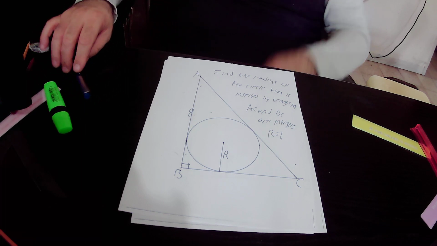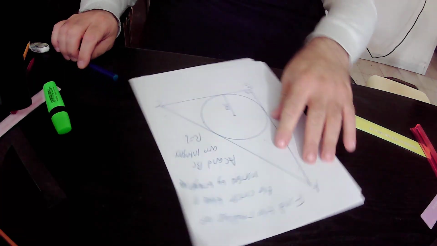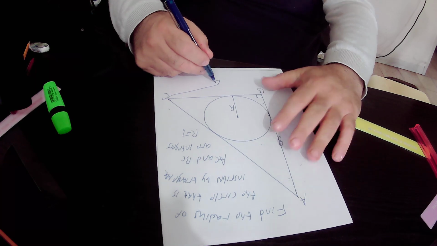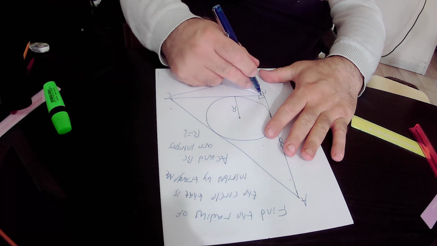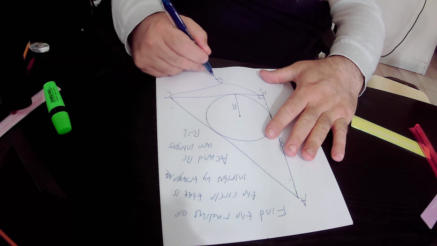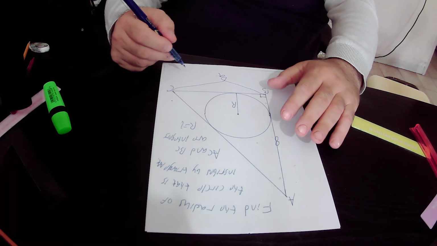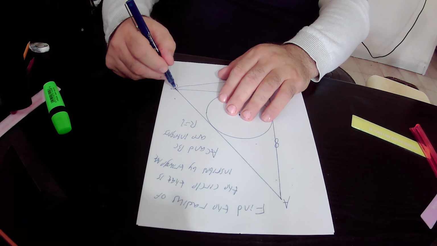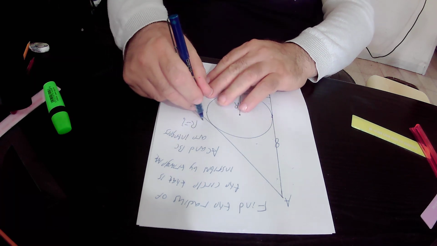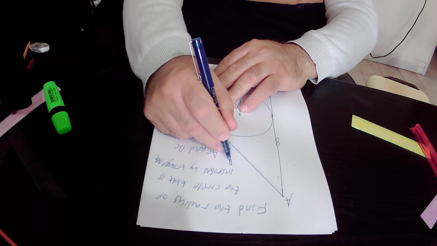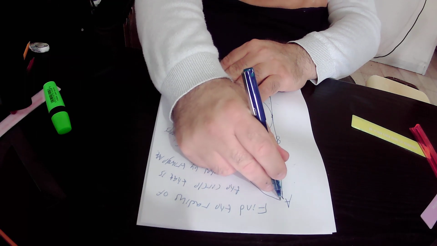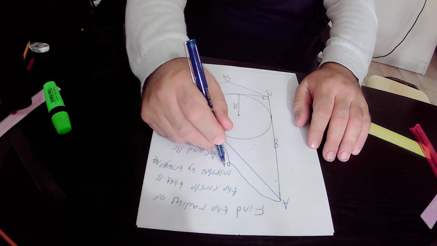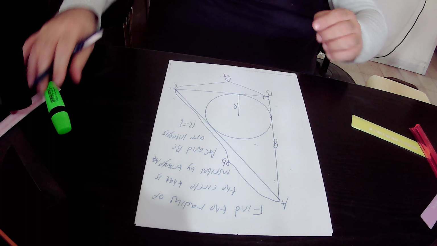So first of all, we'll define side BC as A. Side BC equals A, according to our definition. And we define the hypotenuse, side AC, as equal to B units.